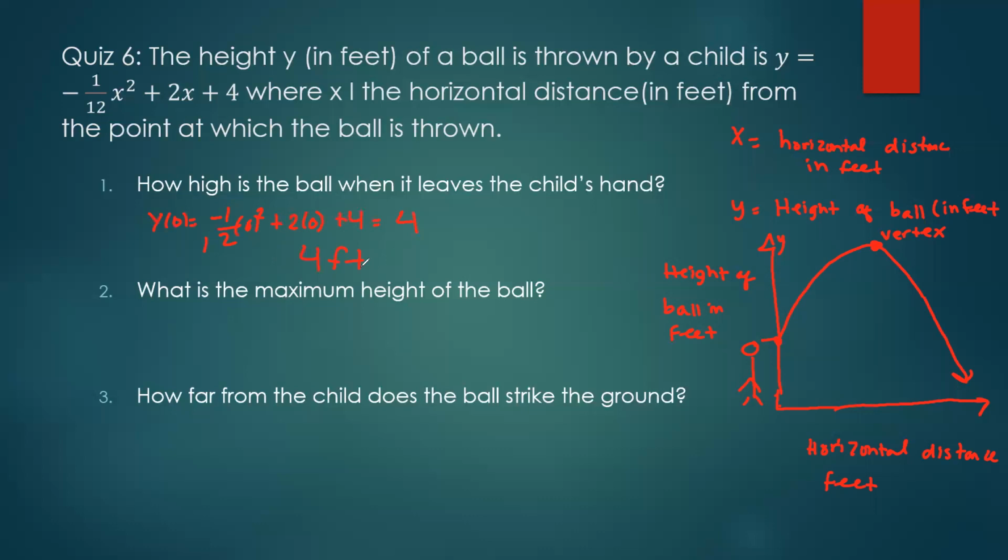Number 2 says, what is the maximum height of the ball? The keyword is maximum, so that's a big clue that it is related to the vertex. But you have to ask yourself, is it the x value of the vertex or the y value? They're not asking for the maximum horizontal distance. They're asking for the maximum height of the ball, so they're asking for the y value of the vertex.